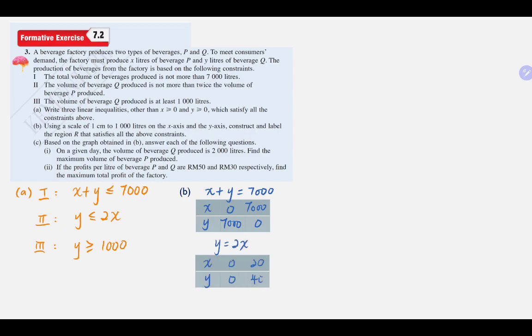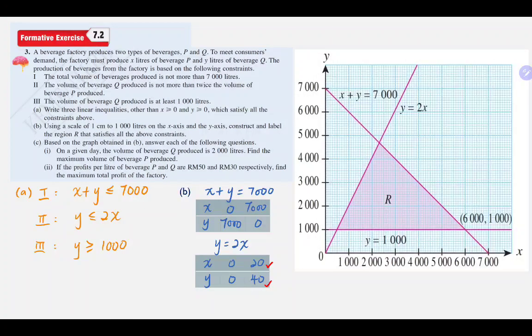So when we choose x, we'll find that when x equals 0, y will equal 0. So we get (0, 0). So we have to choose another point other than (0, 0), which I choose 20. And my y will be double of the 20, which is 40. And the third line is only y equals 1000. So we can draw our graph. Okay, 1 cm to 1000 liters. Alright, and we get this.